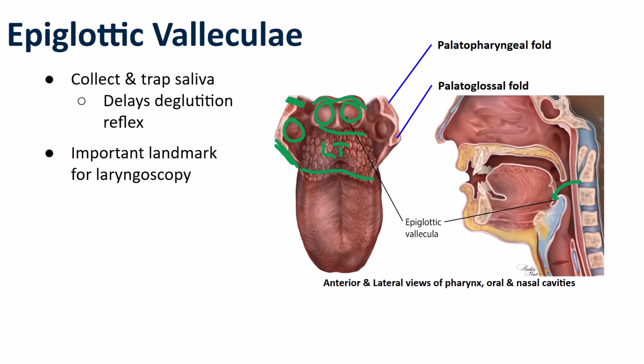This is also an important landmark for laryngoscopy, or when people use an instrument to view the inside of the larynx, typically the vocal folds within. And what they do is, for a Macintosh style blade, that goes in the epiglottic vallecula, and we pull the valleculae and the tongue anteriorly, and that allows for a superior view of the larynx.